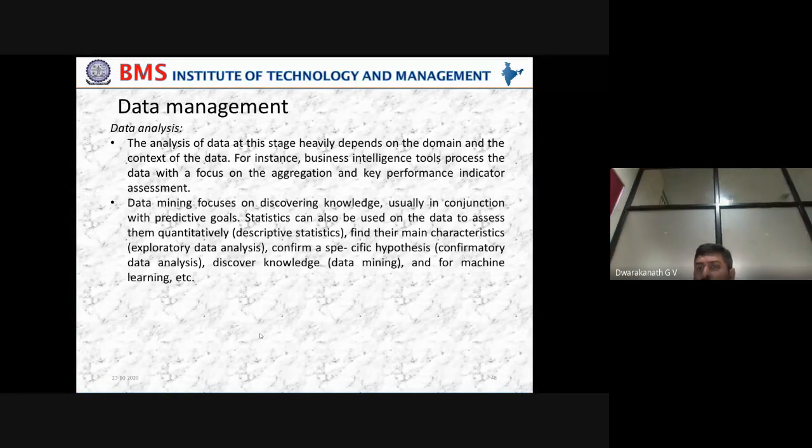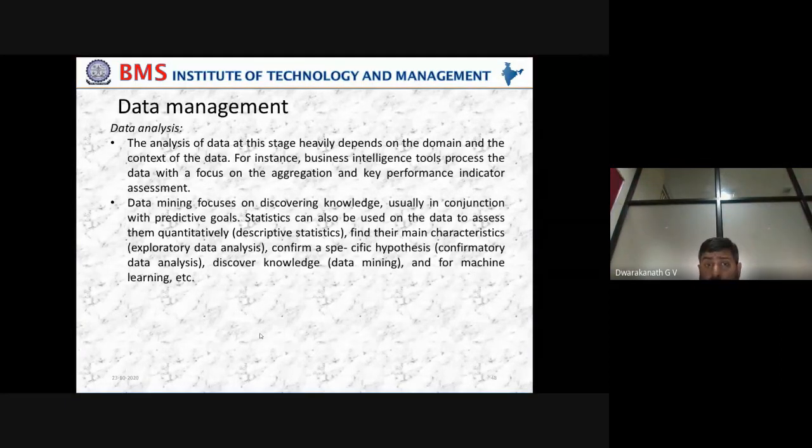Statistics can also be used on data to assess them quantitatively, 100%. Statistics is very important. Descriptive statistics find their main characteristics; exploratory data analysis; confirmatory data analysis confirms a specific hypothesis; and finally discovering knowledge, that is data mining, and then machine learning. Finally, we go with machine learning. So this is a huge thing which you have to keep in your mind always.